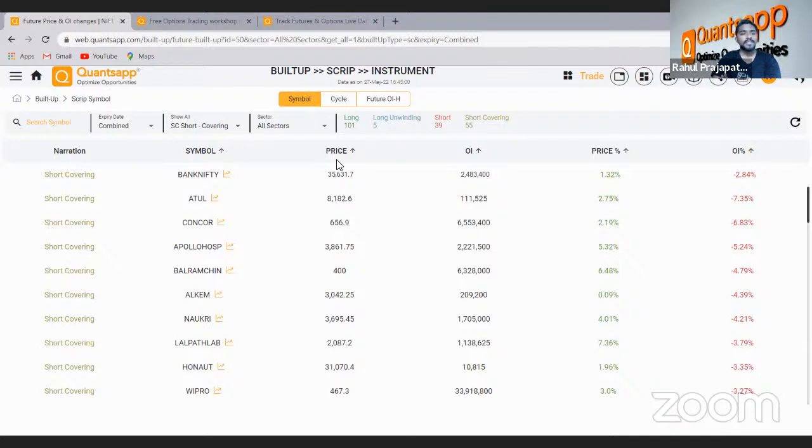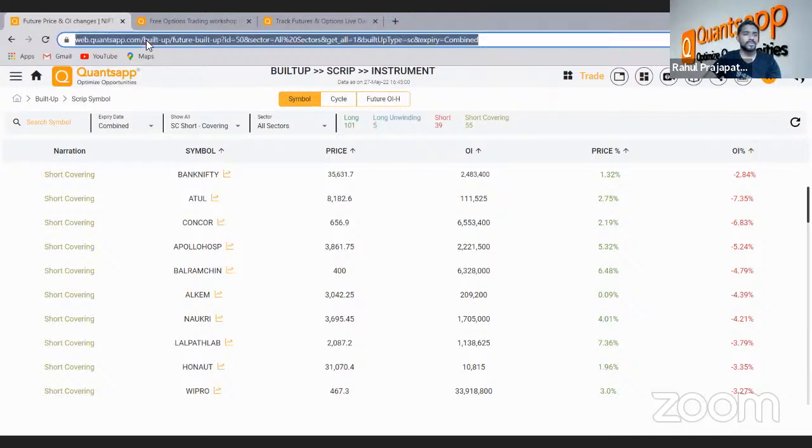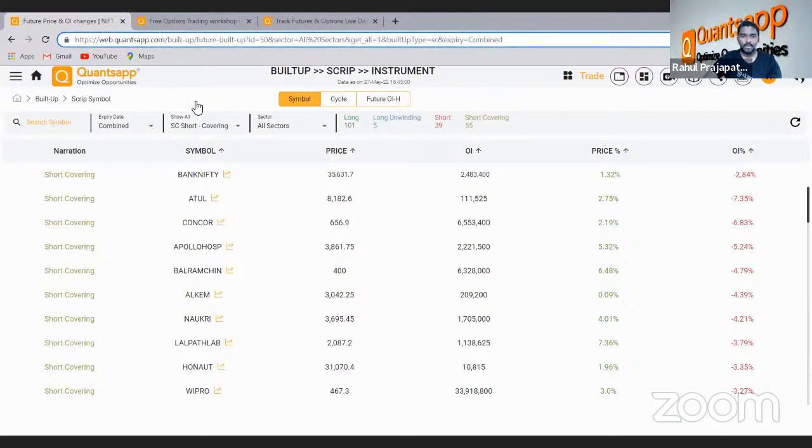So for the web application, you need to open web.quantsapp. As soon as you open it, you get the Google login. If you have already logged in to your account from Quantsapp, you can simply log in from the Google account and that will be done. How you get the application on the laptop, that's what I have opened, right? You need to open web.quantsapp.com.